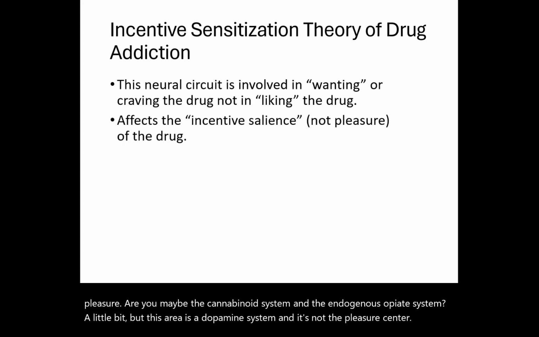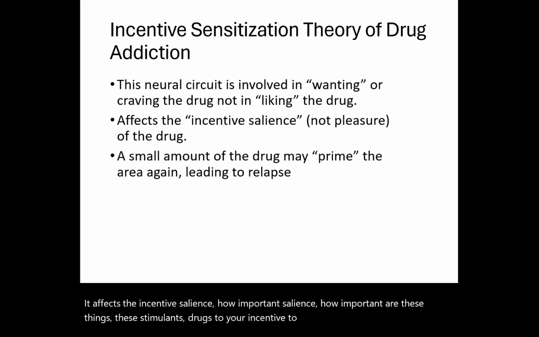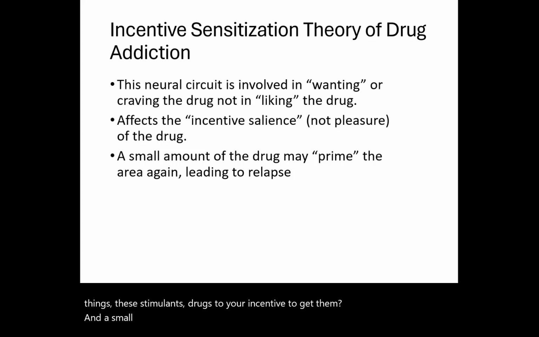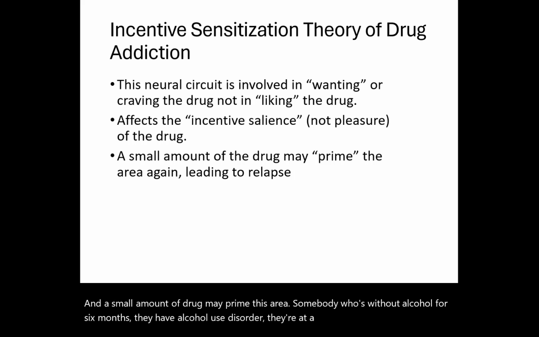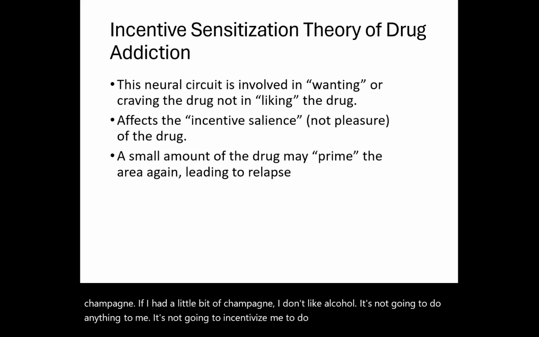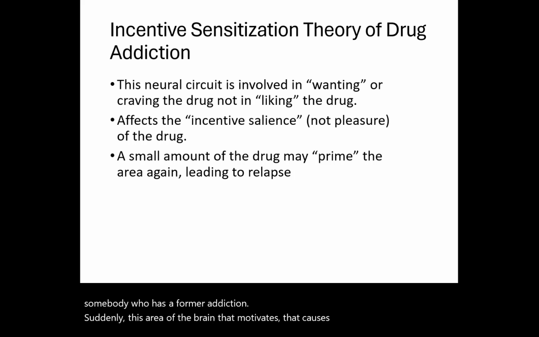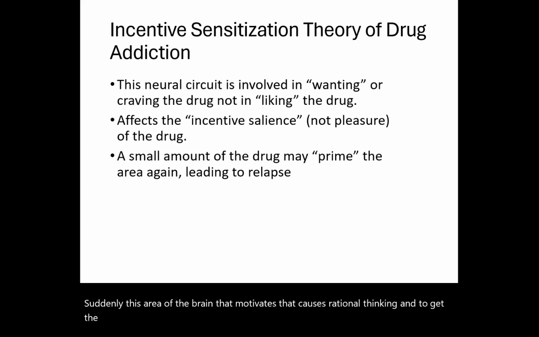It affects the incentive salience. How important are these things, these stimuli, these drugs, to your incentive to get them? And a small amount of drug may prime this area. Somebody who's without alcohol for 6 months, they have alcohol use disorder, they're at a wedding, they have a little bit of champagne. If I had a little bit of champagne, I don't like alcohol, it's not going to do anything to me. It's not going to incentivize me or motivate me. But somebody who has a former addiction, suddenly this area of the brain that motivates, that causes rational thinking to get the drug, this area lights up like a Christmas tree.